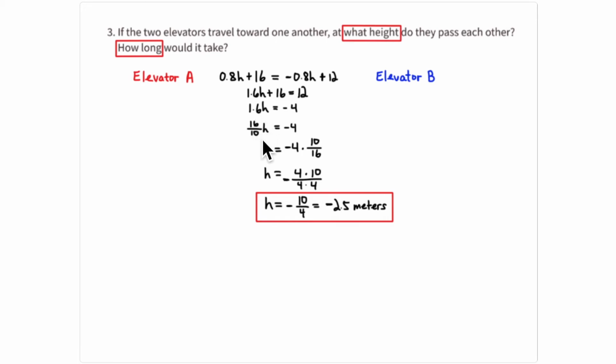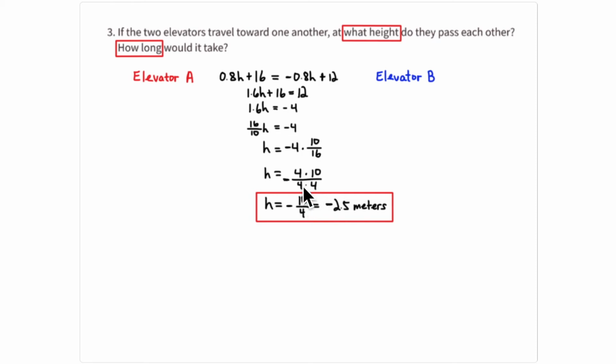I'm going to change this to a fraction because it's easier to work with as a fraction. To get rid of this coefficient, I'm going to multiply by the multiplicative inverse, 10/16. So that gets rid of it on this side. This is the 10/16 times negative 4. And so this is fairly easy to multiply. You can factor 16 into 4 times 4. This whole term is going to become negative now, because it's negative 1 here. So a negative 4 times 10 divided by 4 times 4.